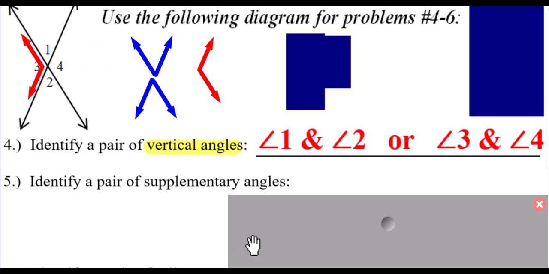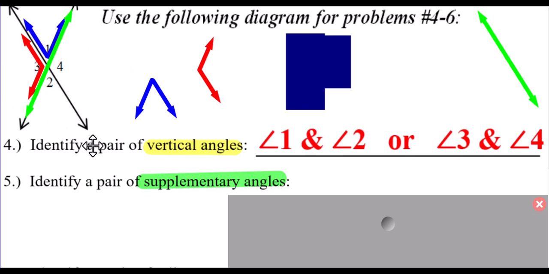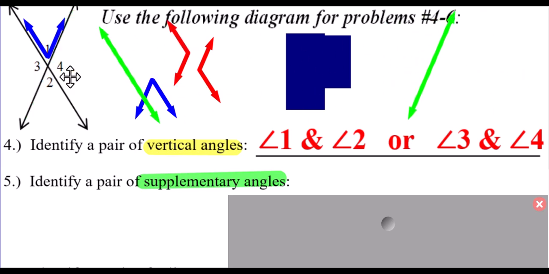All right, what about problem number 5? Identifying a pair of supplementary angles. Now, what do we know about supplementary angles? They're a pair of angles whose measures would add together to give you 180 degrees. How can we identify them? Well, here's the trick. Look for a pair of angles that together would form a straight angle. So that could actually be angle 1 and angle 3, or I could have said angle 1 and angle 4 together would form a straight angle.